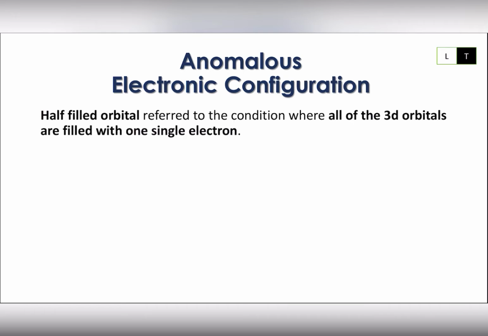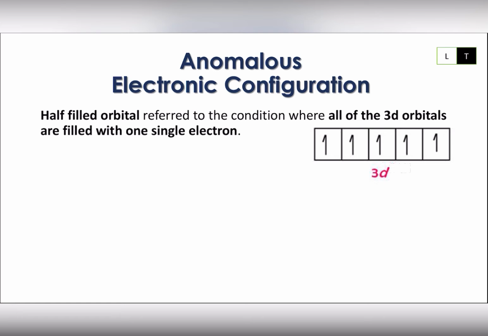Half filled orbital is referring to the condition where all 3d orbitals are filled with one single electron. You can see from here 3d5. Or if I want to write down another one based on 3p orbital, if I want to write as in half filled orbital, I can write as 1, 1, 1. This is what I mean by half filled 3p orbital. So it's just the same thing.